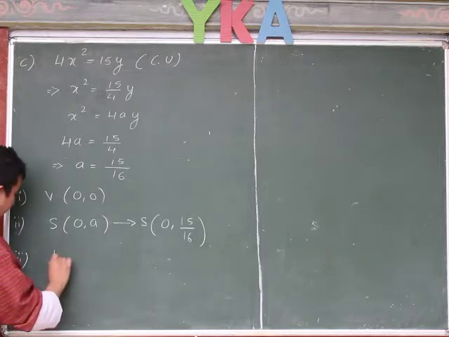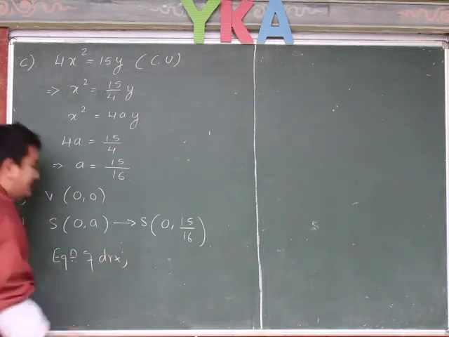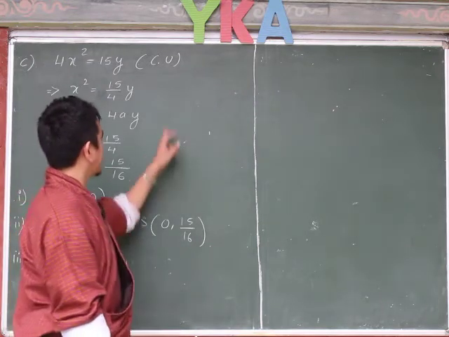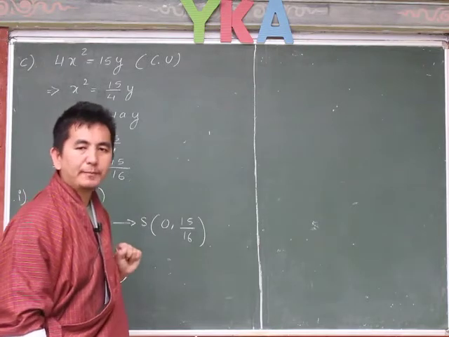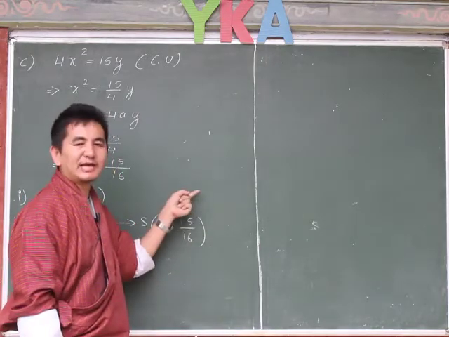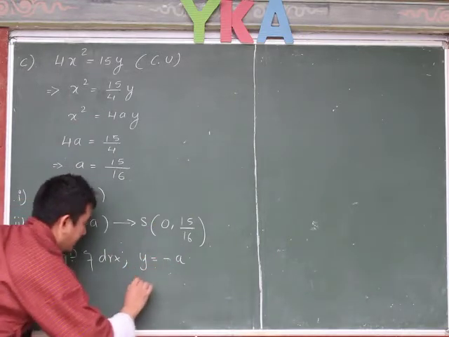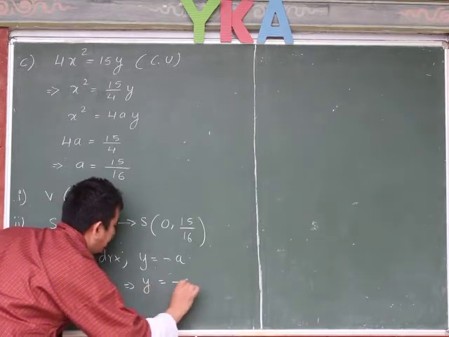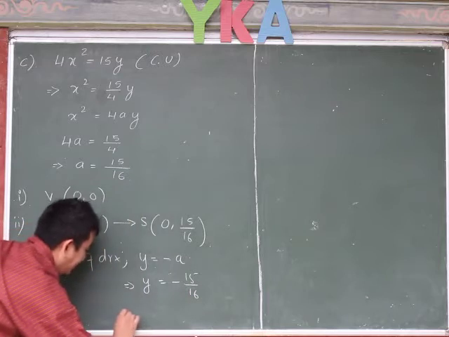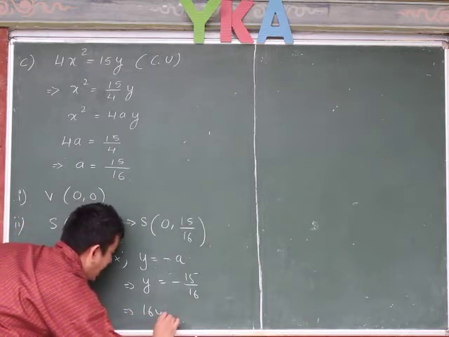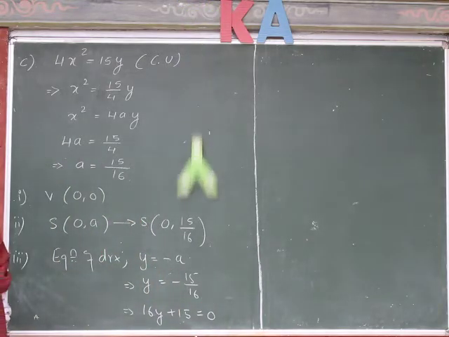Number 3, we have the equation of directrix. Where will the equation of directrix be? This is concave up. Definitely the equation of directrix is somewhere here, which is y intersecting at negative a. So the equation of directrix is y equal to negative a. That implies y is equal to negative, what's the a value we calculated, 15 by 16, which implies 16y plus 15 is equal to 0. This is the equation of directrix.